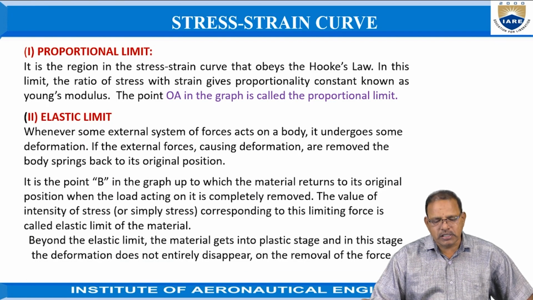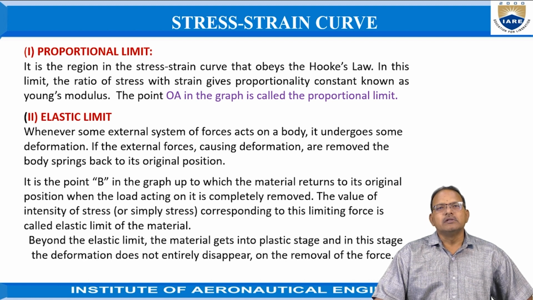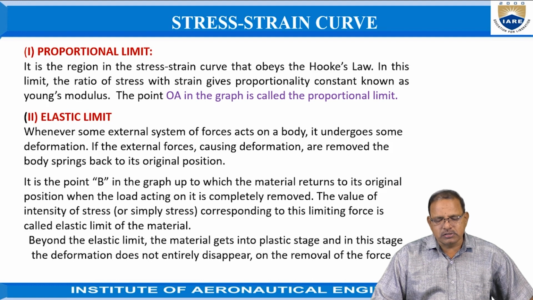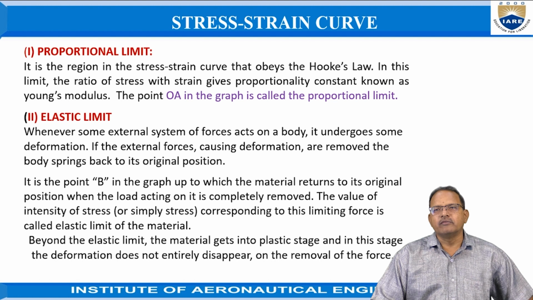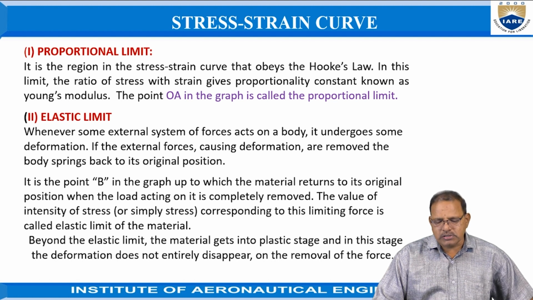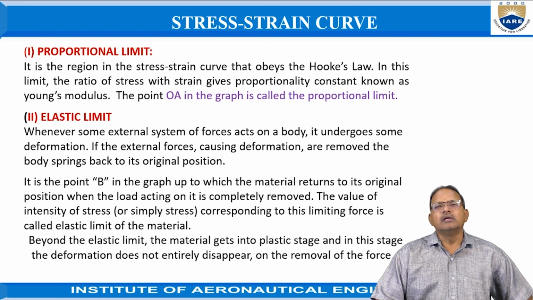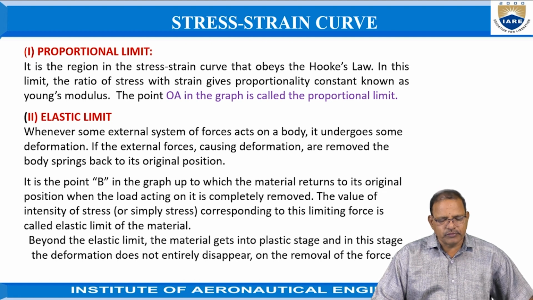Okay, I am giving the points once again. The first one is the proportional limit. It is the region in the stress strain curve that obeys Hooke's law. In this limit, the ratio of stress to strain gives a constant value, which is known as Young's modulus, and the point A is called the proportional limit.